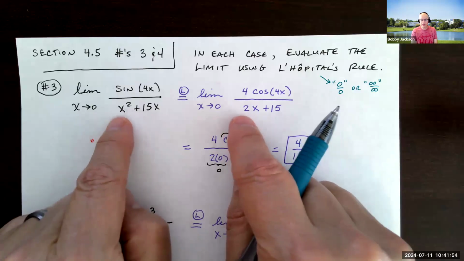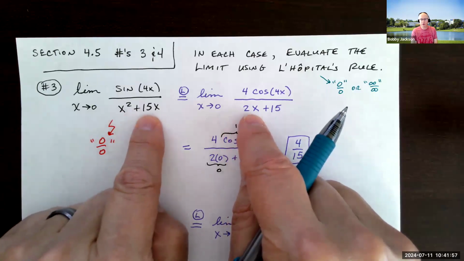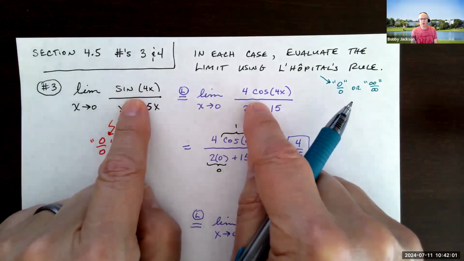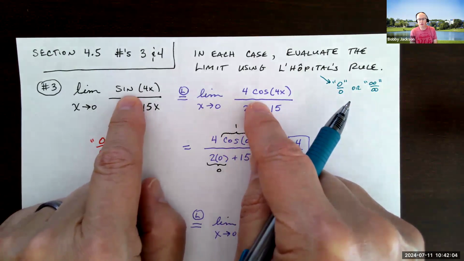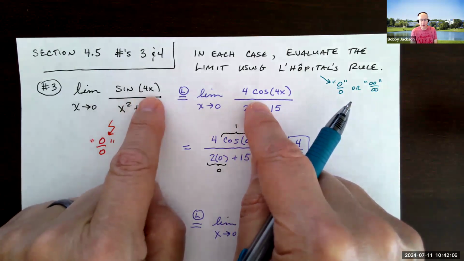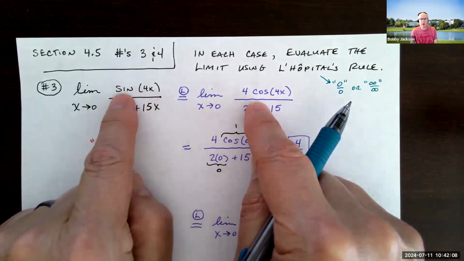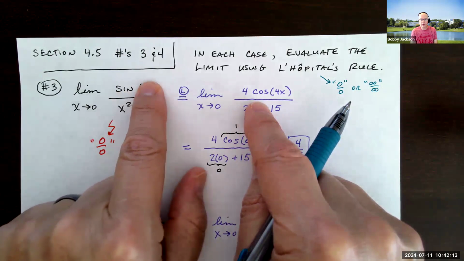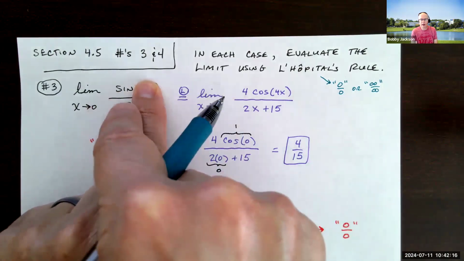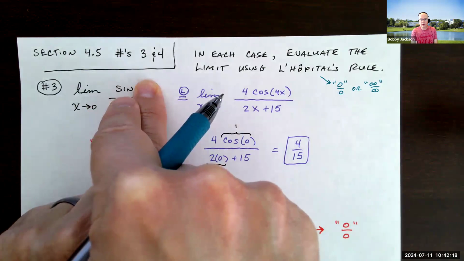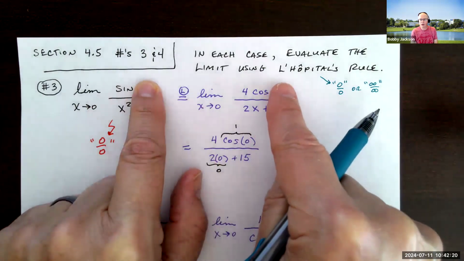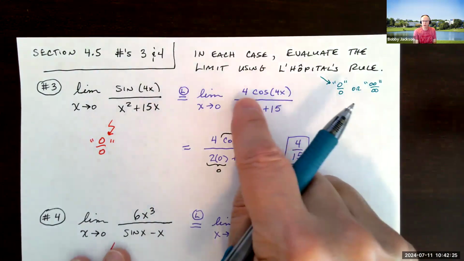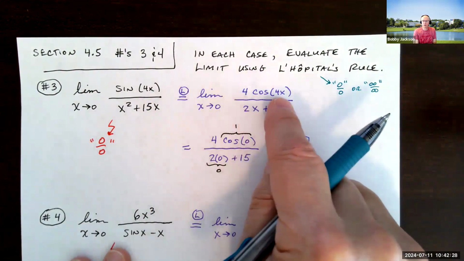Well, the bottom function, let's do that. That's easy. Derivative of x squared is 2x. Derivative of 15x is 15, so 2x plus 15. Notice up top when I take the derivative, I have a chain rule because it's a composition of two functions. Sine of 4x. Remember, this is not multiplication. Sine times 4x makes no sense. This is sine of 4x. Inner function is 4x, outer function is sine. Derivative of the outer function: derivative of sine is cosine, evaluated at the inner function, times the derivative of the inner function. And what's the derivative of 4x? It's 4. So my derivative is 4 cosine of 4x.